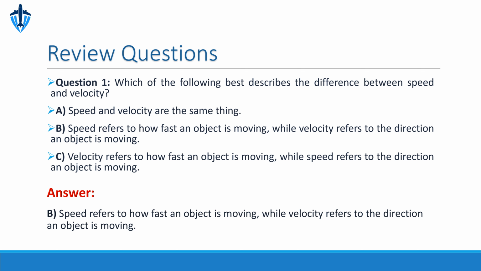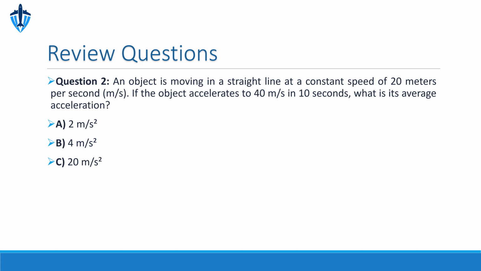Speed is a scalar quantity, meaning it only has magnitude, while velocity is a vector quantity, meaning it has both magnitude and direction. Question 2. An object is moving in a straight line at a constant speed of 20 meters per second. If the object accelerates to 40 meters per second in 10 seconds, what is its average acceleration?